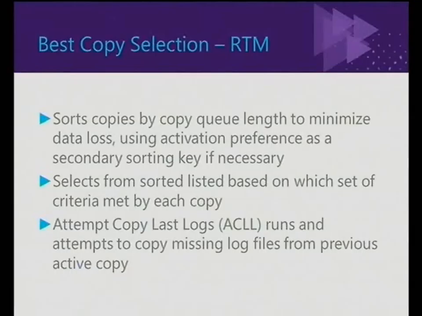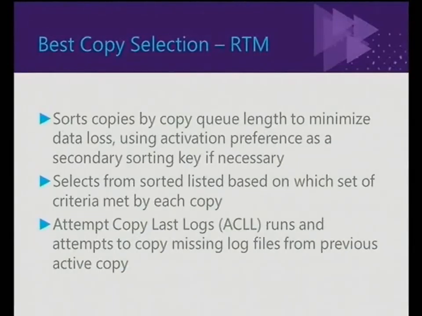Then, after we have our sorted list, one of the next steps is that the passive copy will try to reach out back to the original active copy and try to copy over any missing log files. So if the copy queue is greater than 0, there are some log files that are missing. And whatever that number is, those log files need to be copied over as part of the ACL process, attempt copy last logs. Now, ACL may succeed, it might not succeed. For our purposes, it doesn't matter if it succeeds because there's a second thing that we'll look at in a minute. But this is the first part that's pretty similar between RTM and SP1 with one change.